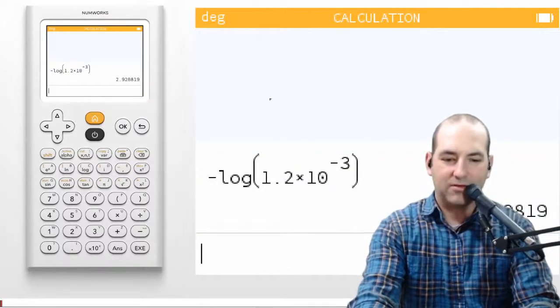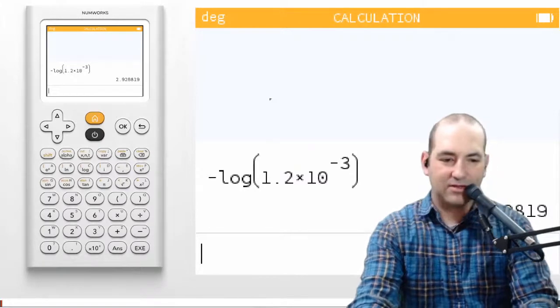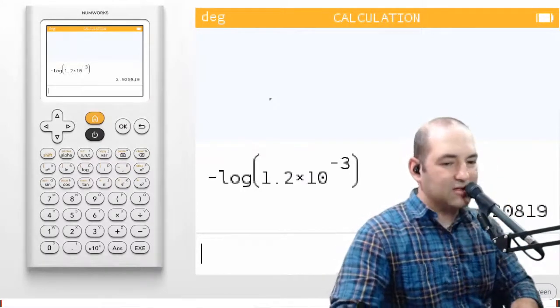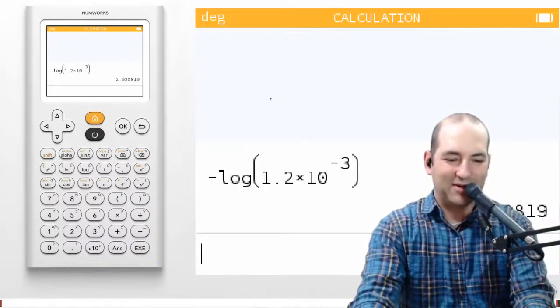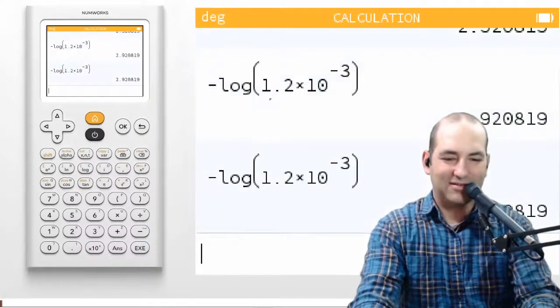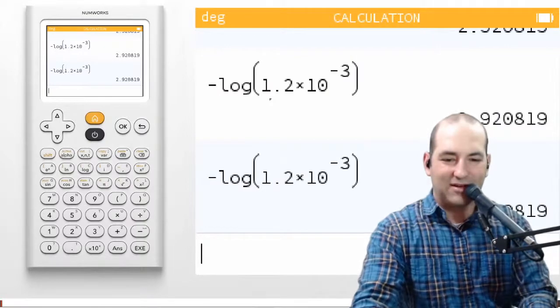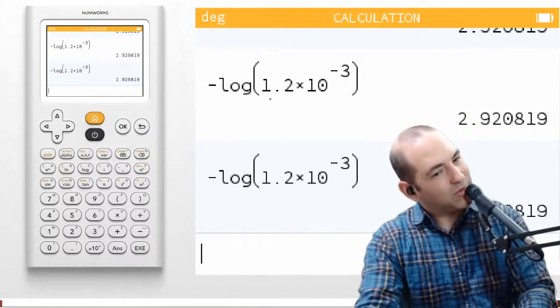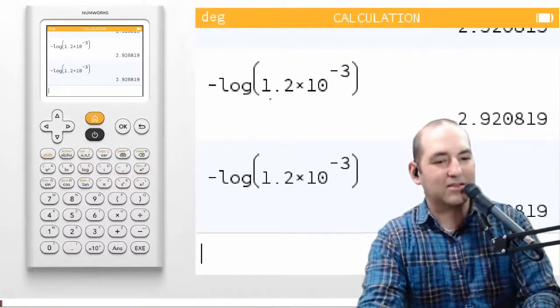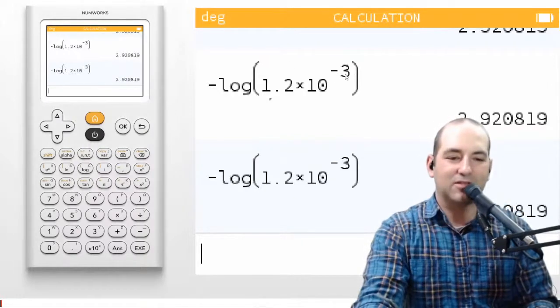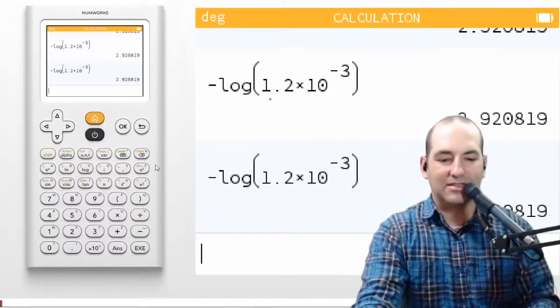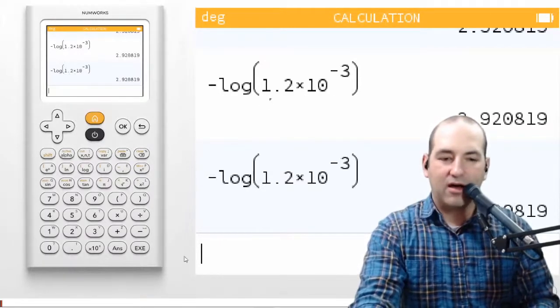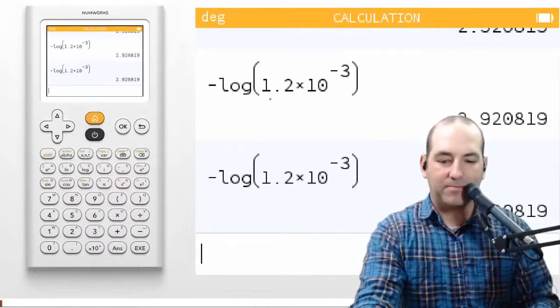Yeah, and so then we've got our pH. I'm hiding it, but it's like 2 point. I can't make that scroll away. Here, I can just hit enter a couple more times. Now you can see it. It's 2.920819. So the idea with the graphing calculators is you type negative log, and then you have the number inside the parentheses. So if you have a graphing calculator, try that out.